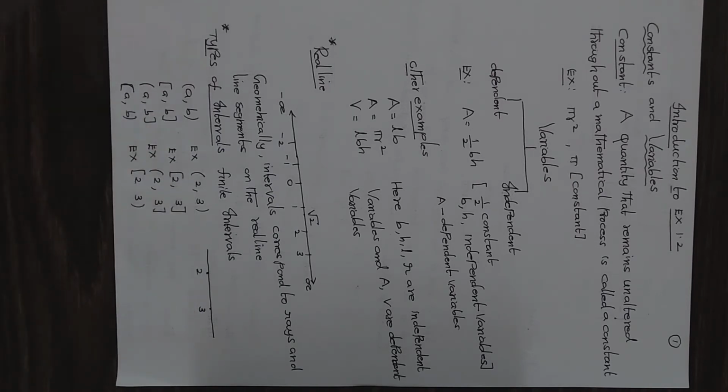You must know clearly. (2, 3) means in between 2 and 3, all the values you can take come under this interval. For example 2.1, 2.2, 2.3, 2.999 also will come. But 2 will not come, 3 will not come. Because this kind of interval is known as the open interval. Open interval means these 2 and 3, also known as the endpoints, will not be included.